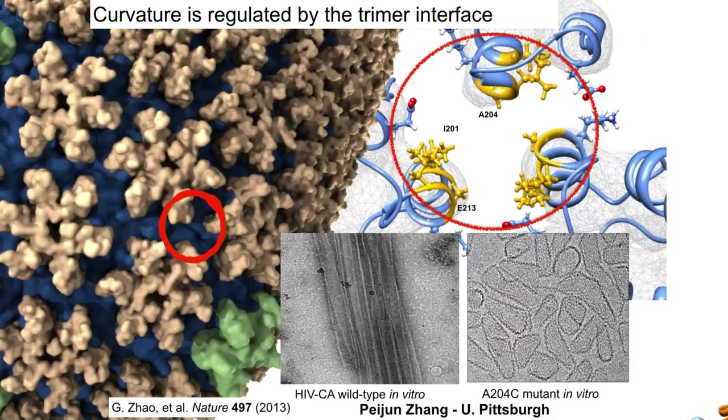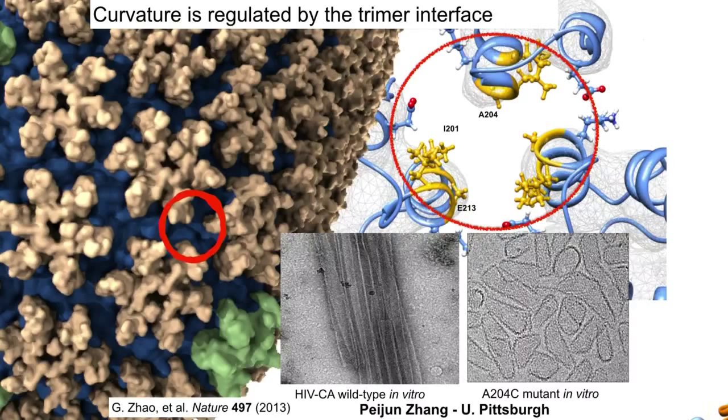So they were able to grow in vivo these tubular, all hexagonal versions of the virus capsid. We did simulations. We proposed mutating this one amino acid from alanine to cysteine that would strengthen this one interface at the trimer. And lo and behold, they do that mutant, and they get things that look like the in vivo virus, an actual closed capsid. So we understand this process.